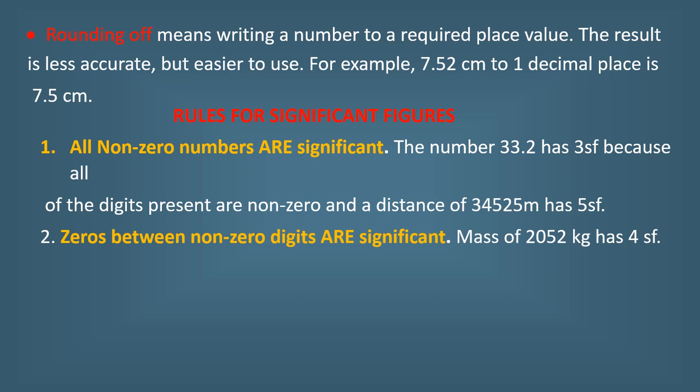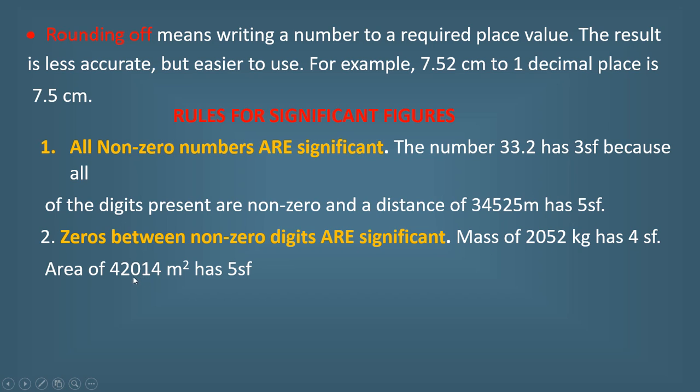Rule number 2. Zeros between non-zero digits are significant. So a mass of 2052 kilograms has 4 significant figures. Now this zero here is between 2 and 5, and because it is between the non-zero digits, it is also significant.